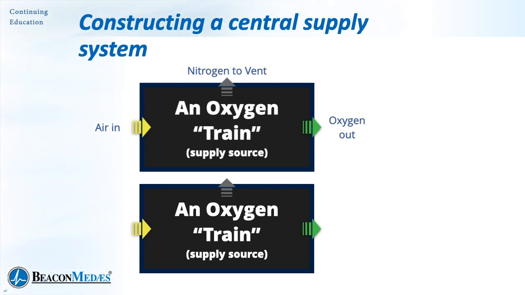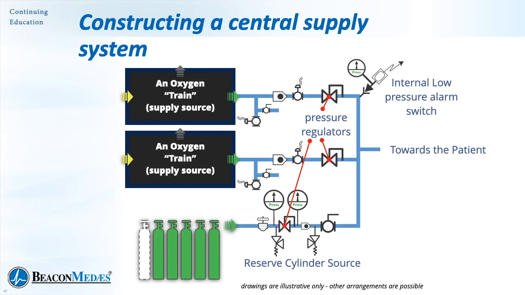Now under different codes we have different kinds of sourcing. We have different numbers of sources depending on what the code requires. But generally what we're talking about is an arrangement something like this. We're going to have at least 2 oxygen trains, whether they be PSA or VSA style. And they are going to work to make sure that we're always supplying the patient.